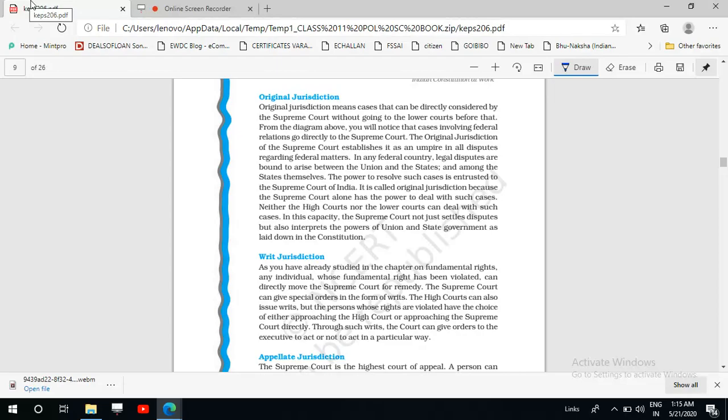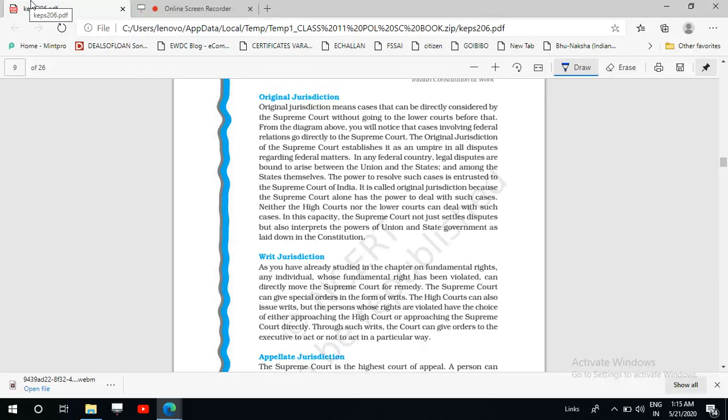so that if in future any such type of conflict arises, then it can be solved accordingly. So at present, there are many examples of this original jurisdiction when there was conflict between the center and the state, or between the states. Recently, what happened was that Kerala filed a petition in the Supreme Court, and this petition was filed against the central government.